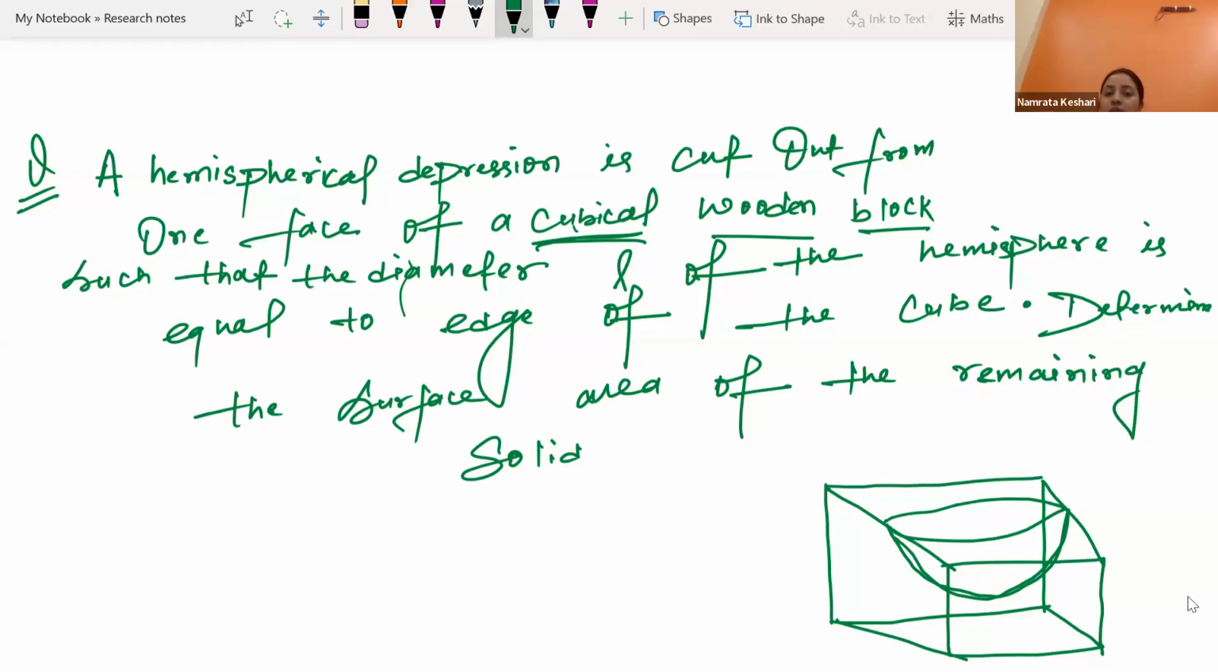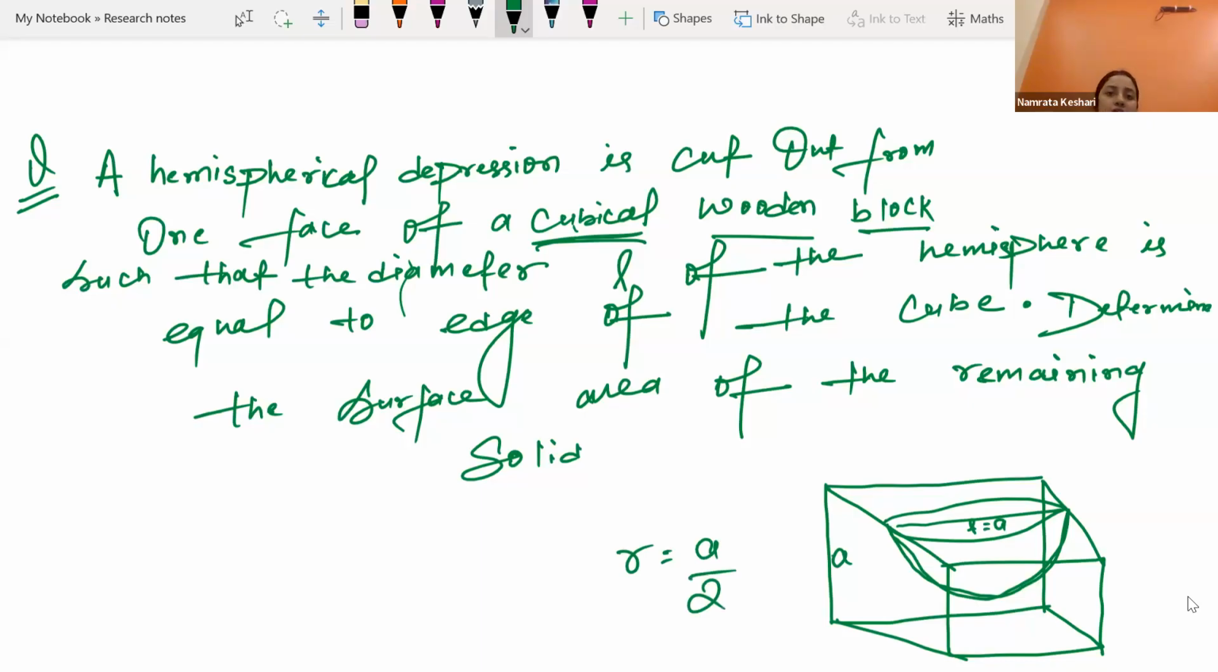This is a cubical wooden block. At first we are having a cube shaped wooden block. From one of the faces we are cutting a bowl type of structure, such that the diameter L of this hemisphere is equal to the edge of the cube. So if the edge is A, the diameter L will be equal to A. So of course, radius will be A by 2. Determine the surface area of the remaining solid.